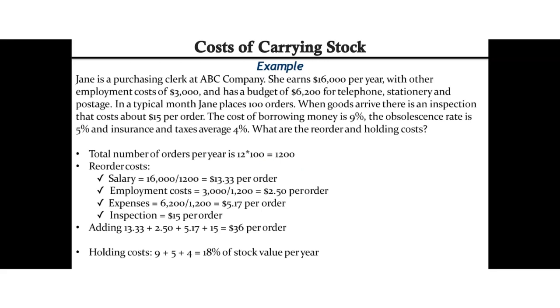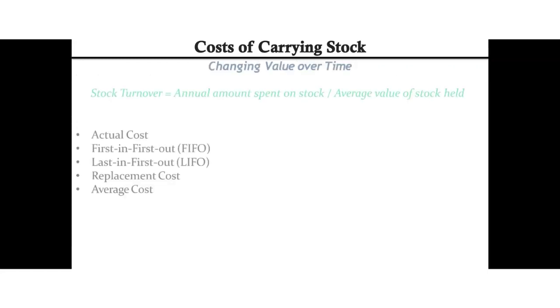The total number of orders a year is 1,200. The reorder costs include all costs that occur for an order, and they are salary, $13.33 per order, employment cost, $2.50 per order, expenses, $5.17 per order, and inspection, which is $15 per order. Adding all those costs together gives the order cost of $36 per order. Holding costs include all costs that occur for holding stock, and they total 18% of stock value a year.